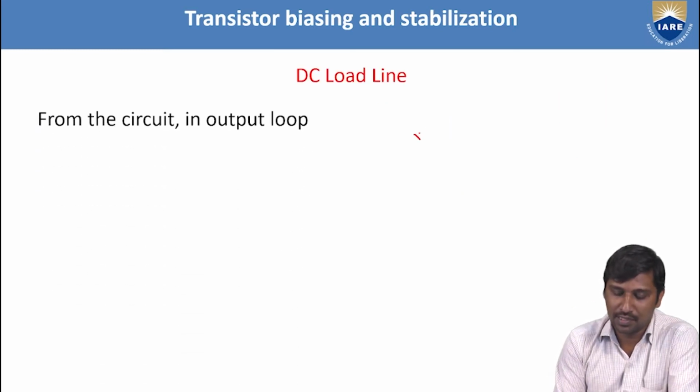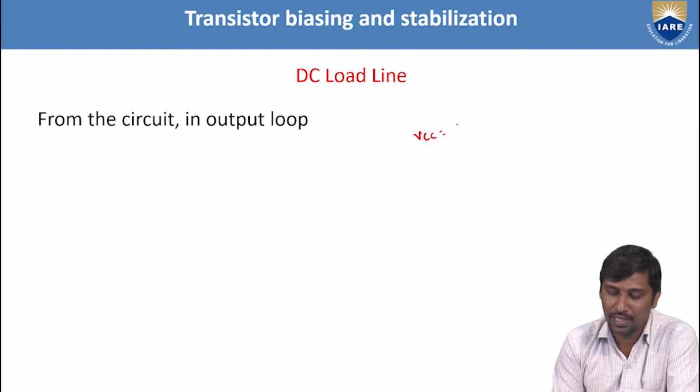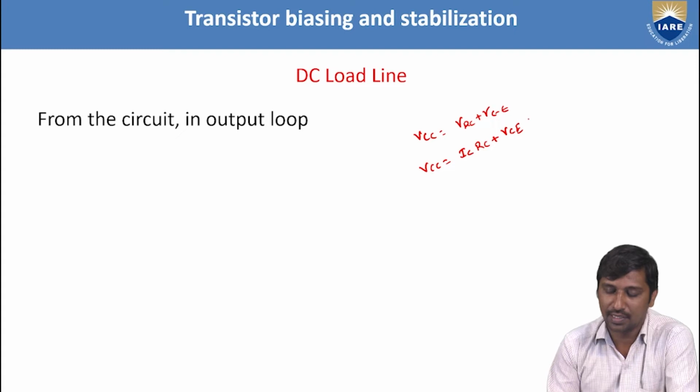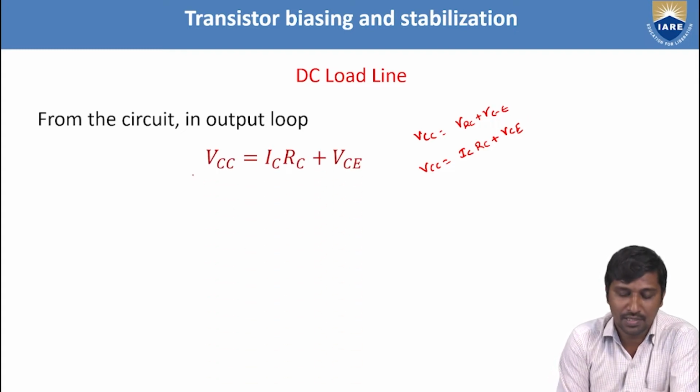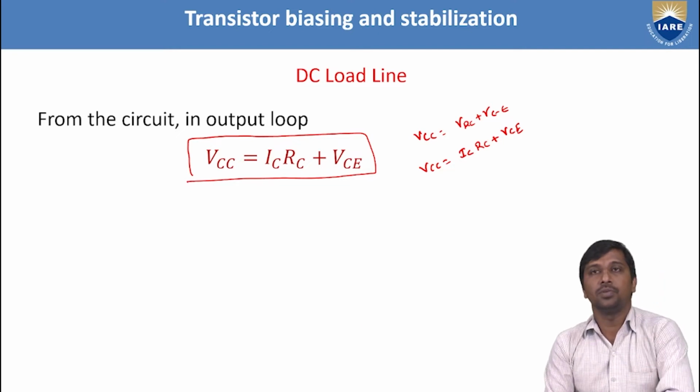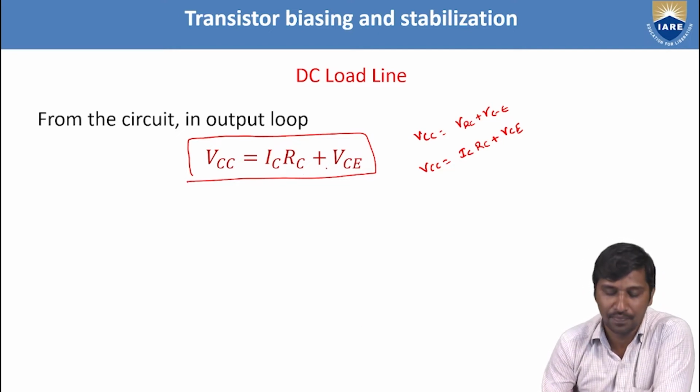Hence VCC is equal to the voltage drop across the collector resistance plus the voltage drop between collector and emitter. The voltage drop across the collector resistance is represented as IC into RC, plus the voltage drop between collector and emitter, that is represented as VCE. From the output loop, we represent it as VCC is equal to IC times RC plus VCE.